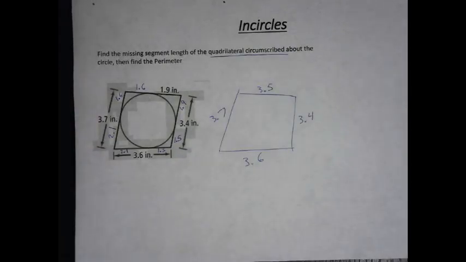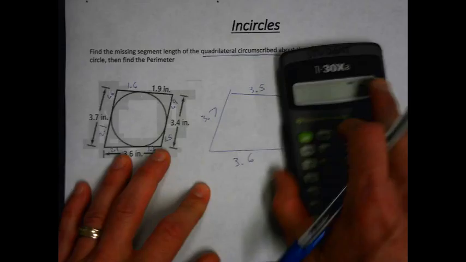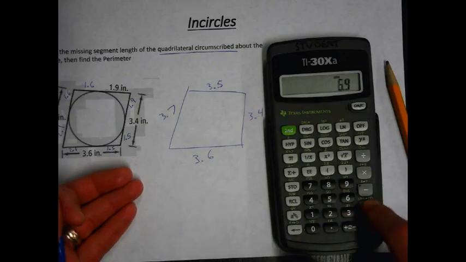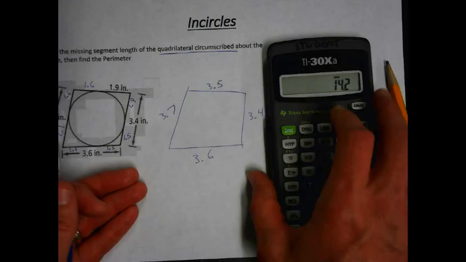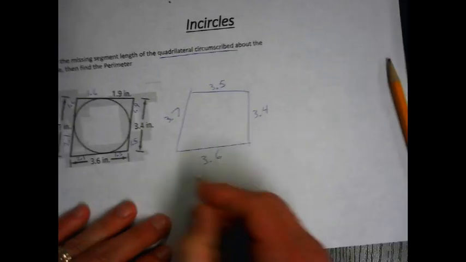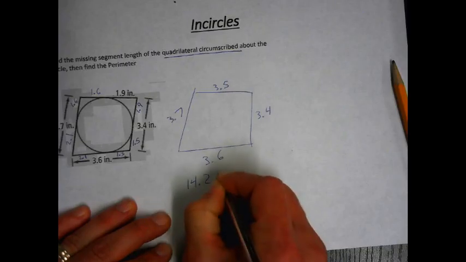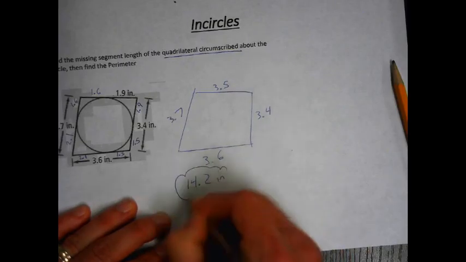So to find perimeter, we just simply add up everything. And feel free to use a calculator. So we'll do that. All right, so what did we say? 3.5 plus 3.4 plus 3.6 plus 3.7 equals 14.2. So there is our perimeter, 14.2 inches. And that is how we find perimeter.